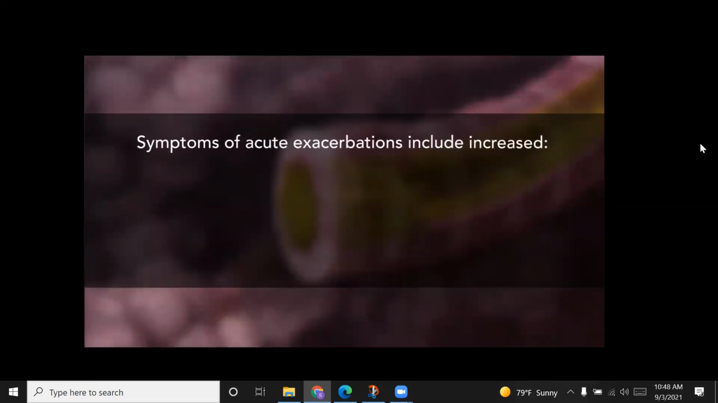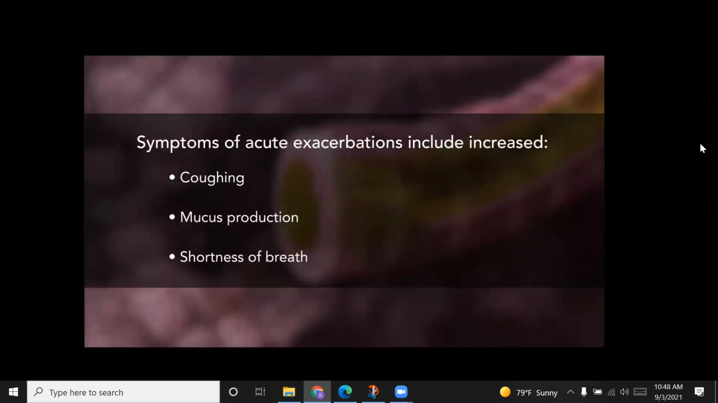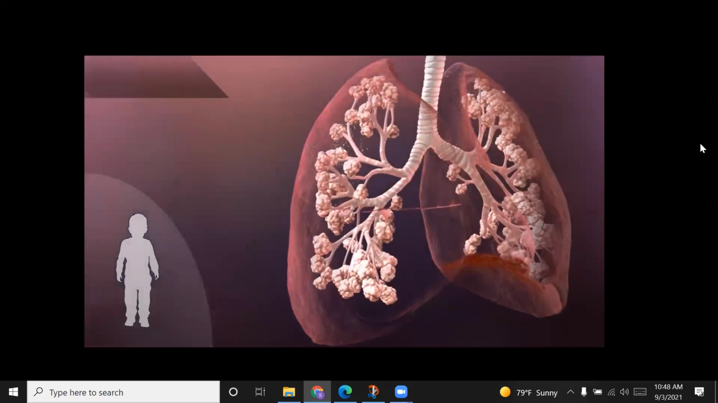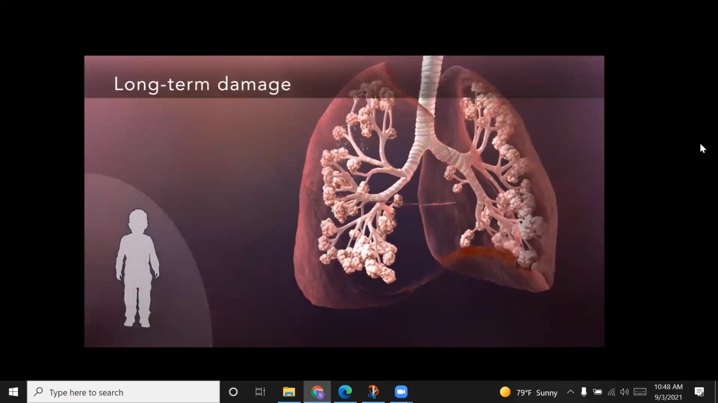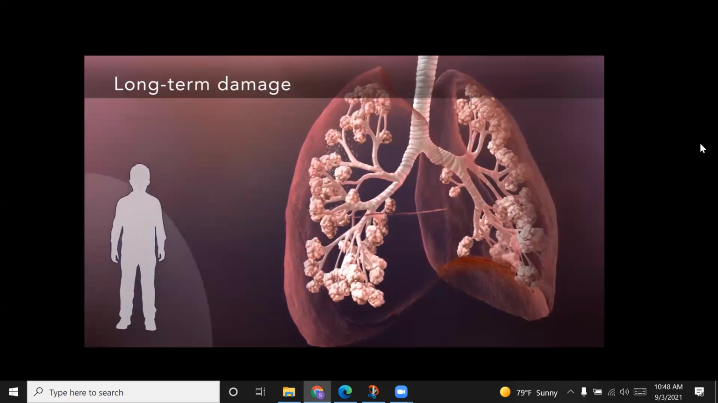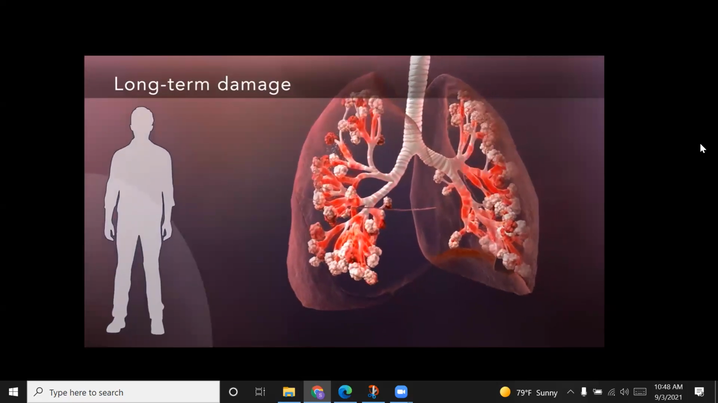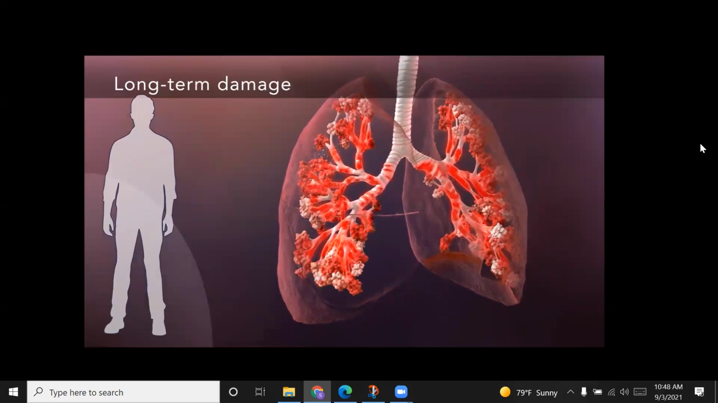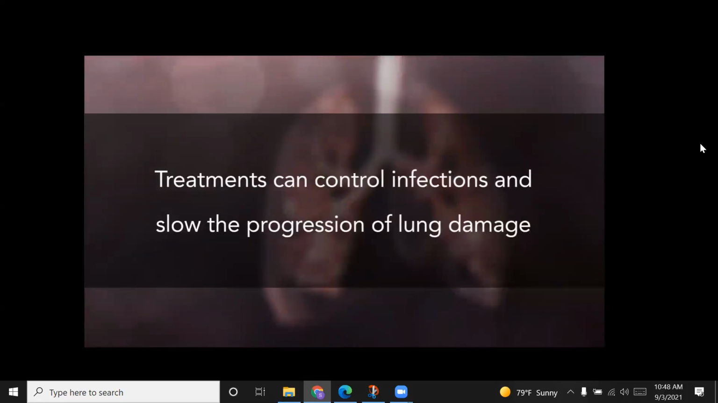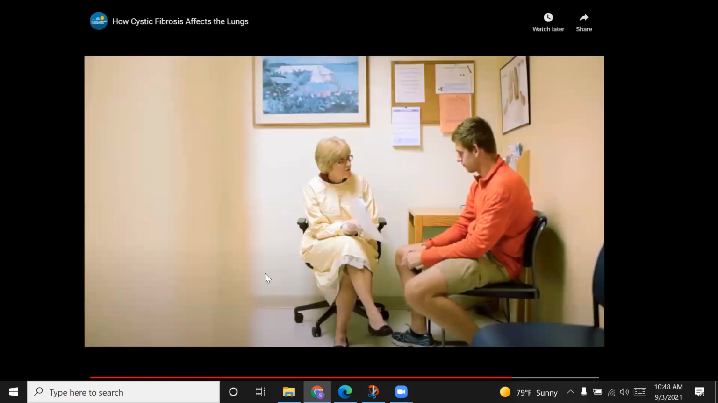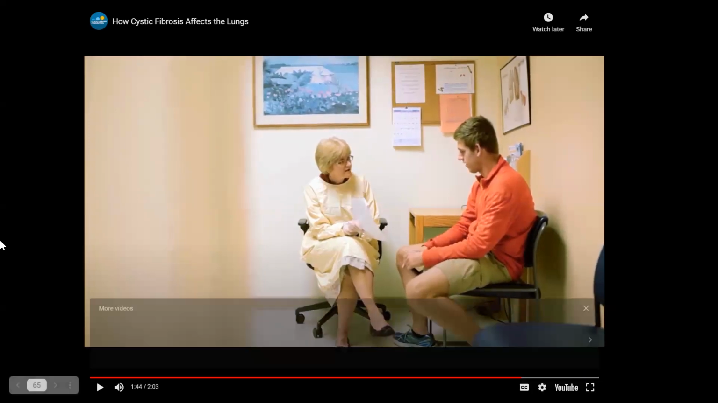Because of this, you may periodically have acute infections or exacerbations of the disease, causing symptoms such as increased coughing, production of mucus, and shortness of breath. As the disease progresses, long-term damage can occur in your lungs. This happens when germs, like bacteria, get into your lungs and cause chronic infections and inflammation. But there's a lot you can do to control the infections and slow the progression of lung damage. Talk to your CF Care team about the different parts of your treatment.